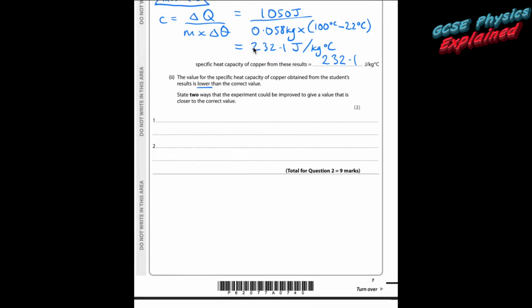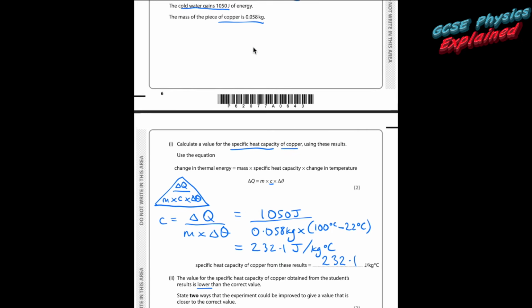Part 2. The value for the specific heat capacity of copper obtained from the student's results is lower than the correct value. State 2 ways that the experiment could be improved to give a value that is closer to the correct value. Right, let's have a look and see why it might be wrong. So it's lower than it should be. This value here is lower than it should be. So that might mean that the heat was lower than it should be, or the mass was higher than it should be, or the temperature change was higher than it should be.